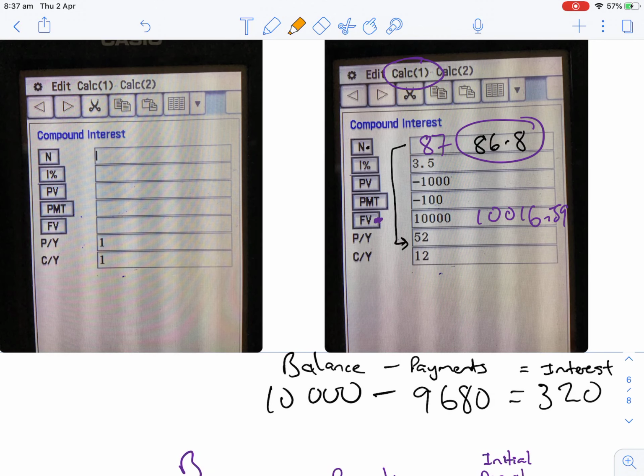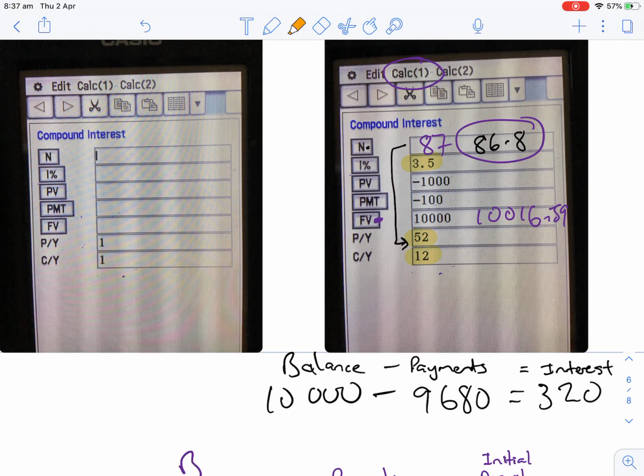So we would have filled in all our entries. We had 3.5%, so that goes in as a whole number. And that was being compounded monthly, which is 12 times per year. So we put all that information into here. I was going to add $100 in savings per week.